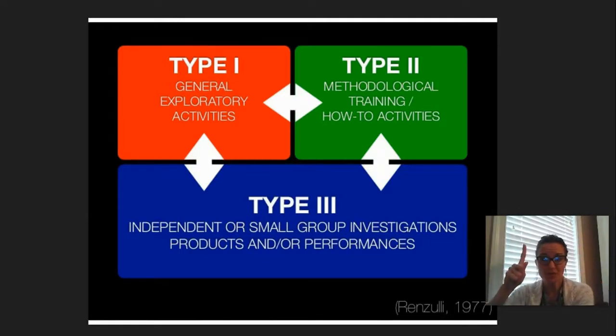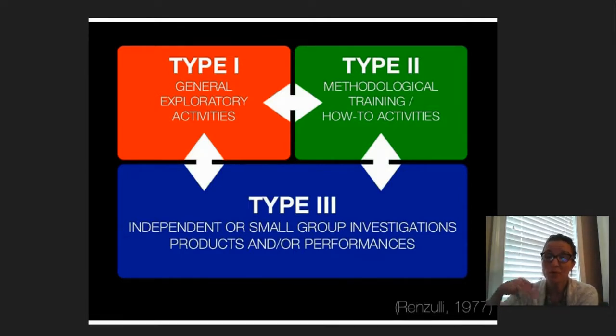Type 1, general exploratory activities. That's a field trip, that's a guest speaker, that's reading a really high quality picture book. That's a very basic demonstration or experiment in something the kids are maybe not previously familiar with. Type 2 is your methodological training, your how-to activities. That's when the kids are, in many cases, intrinsically motivated to learn specific skills that will help them move forward with whatever it is that they're excited about.